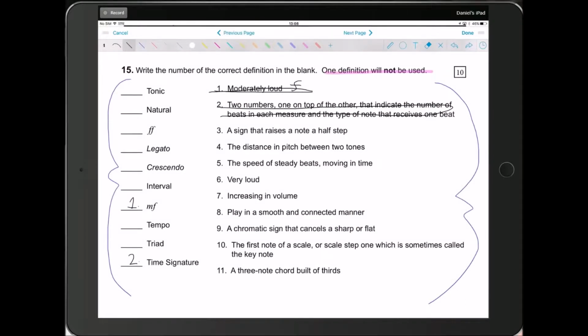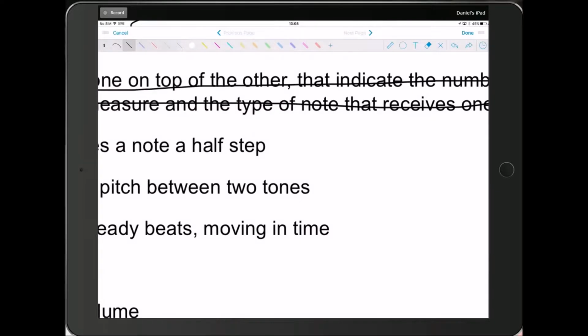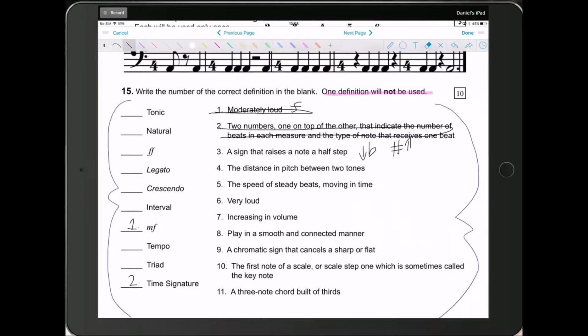Okay. Number 3. A sign that raises a note a half step. Well, there's a couple signs that move notes by half steps. So 1, we have a flat. 2, we have a sharp. Remember? The flat will lower the note a half step. The sharp will raise a note a half step. A sign that raises a note a half step should be a sharp. But if you look here, there is no term sharp. So that is the one that's not going to be used. Right there. One will not be used. That's number 3. So the rest of them here should be one of the terms.